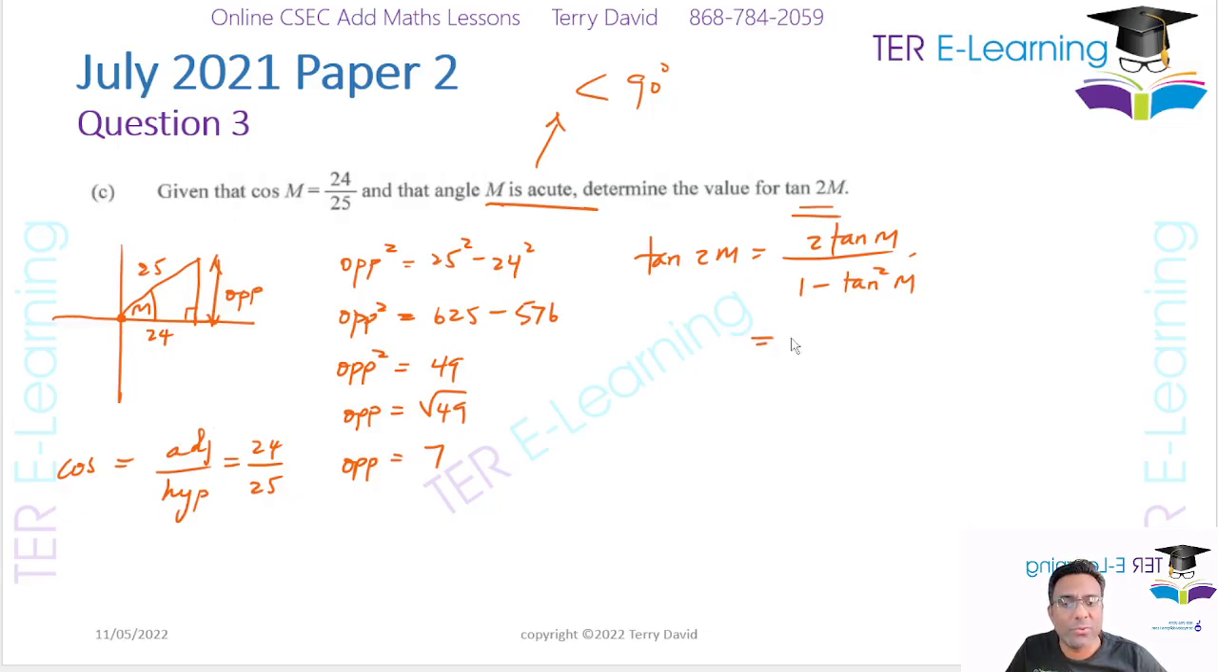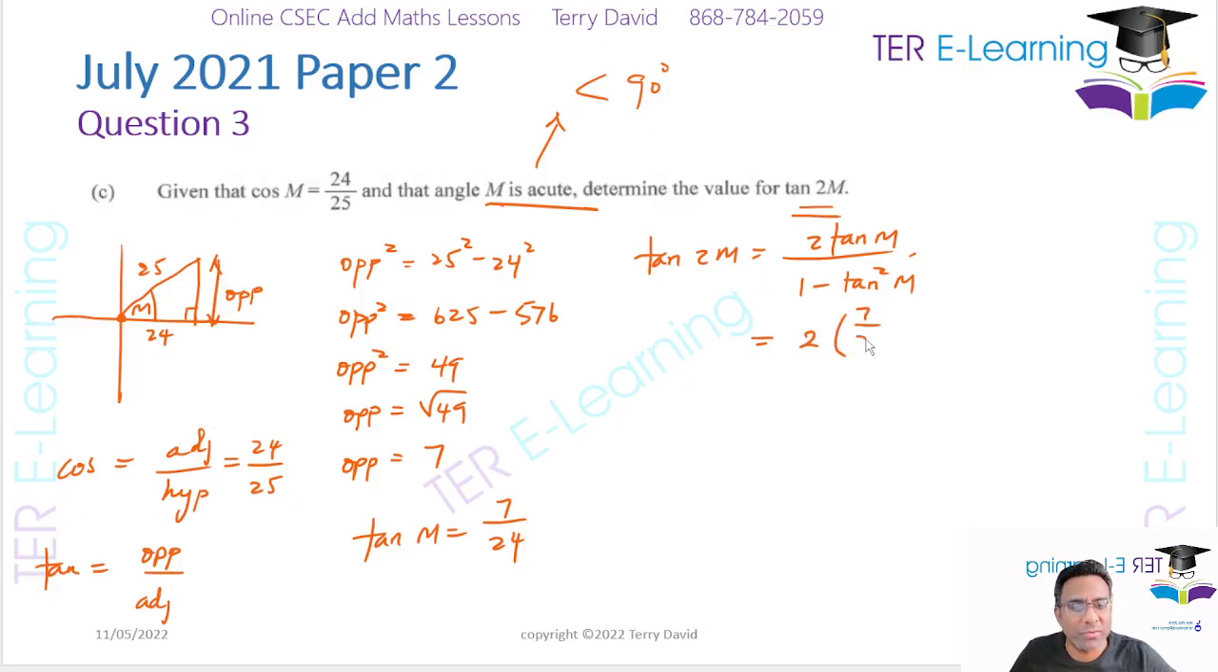Now all we're going to do, we're going to make use of tan. So tan m, according to my triangle, remember tan is opposite over adjacent. So in this case, tan m is opposite, which is 7. We just worked that out, over 24. So you know what tan m is. So it's going to be 2 multiplied by 7 over 24 all over 1 minus 7 over 24 squared.